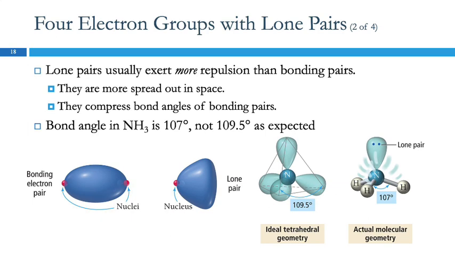So again, I do not want you to try to memorize that the bond angle for ammonia is 107. But you should be able to tell me that it's less than 109.5. Because this guy is pushing those guys away. So these guys have to get closer together. This angle is greater than 109.5. And this one is less than 109.5. Any questions?